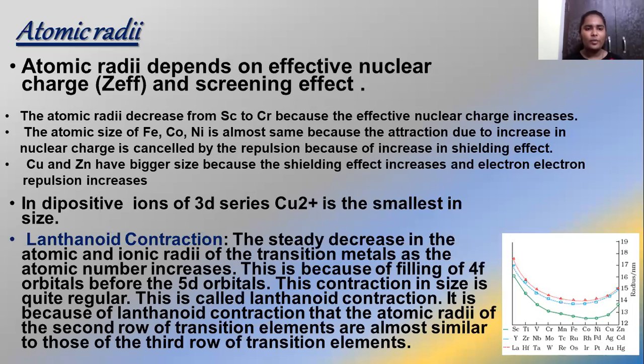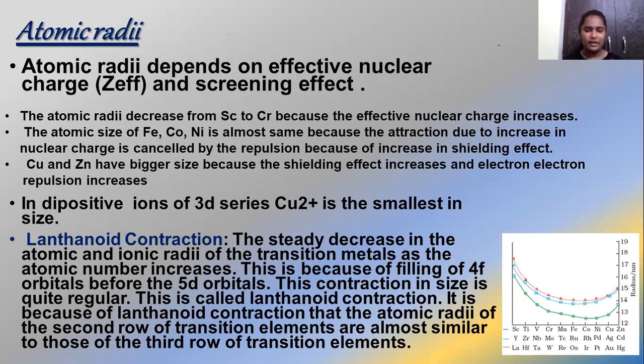Atomic radii. Atomic radii depend on effective nuclear charge and screening effect. The atomic radii decrease from scandium to chromium because the effective nuclear charge increases. The atomic size of iron, cobalt, nickel is almost the same because the attraction due to increase in nuclear charge is cancelled by the repulsion because of increase in shielding effect. Copper and zinc have bigger size because the shielding effect increases and electron-electron repulsion increases. In dipositive ions of 3D series, Cu2+ is the smallest in size.